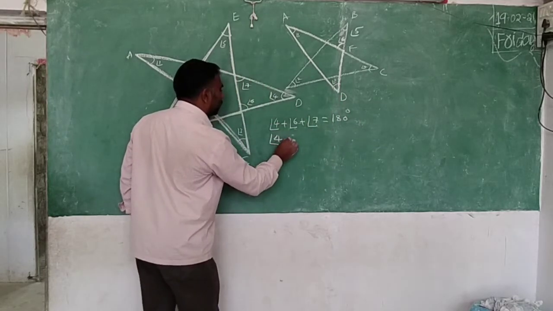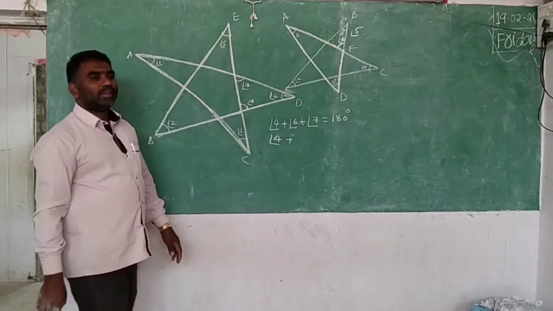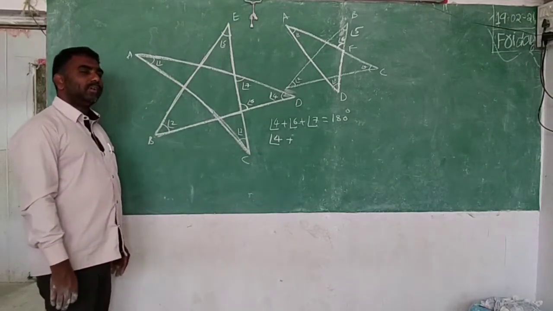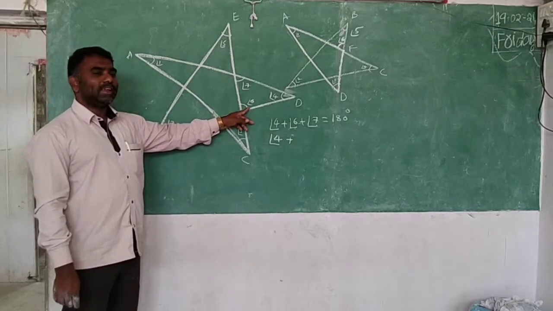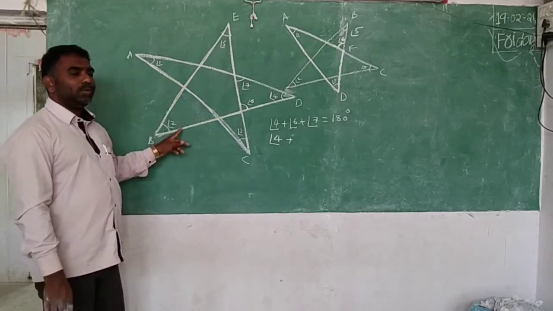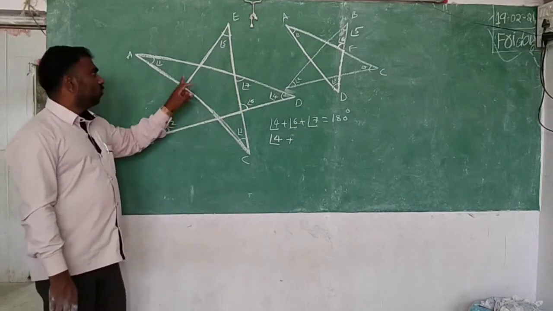Angle 4, I don't know anything about, but I know the meaning of angle 6, so I can find angle 6. What is angle 6? It is an exterior angle. How can I find the exterior angle? By adding the two opposite interior angles. So angle 6 is equal to angle 2 plus angle 5.